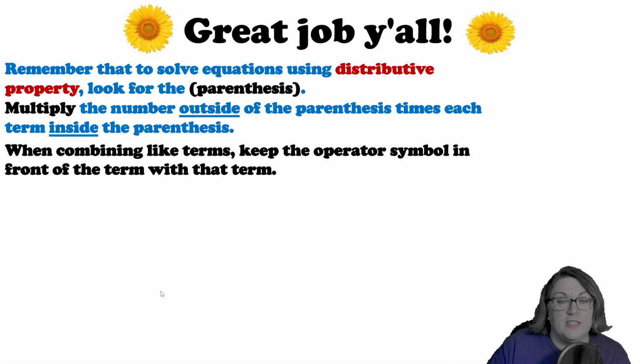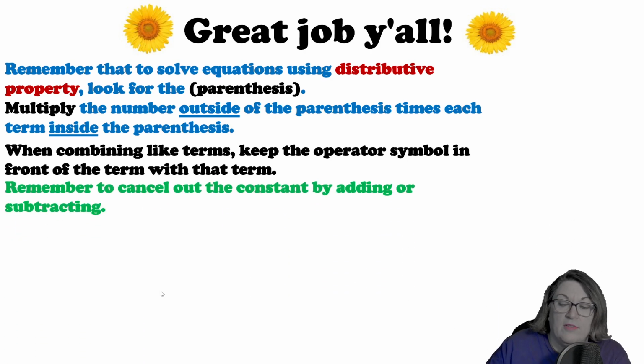So remember to solve equations using distributive property, look for the parentheses. Don't forget about that. Multiply the number outside of the parentheses each time to each term inside the parentheses. When combining like terms, keep the operator symbol in front of the term with that term. So when you're drawing your shapes around the different terms to combine them, just keep that operator that's in front of it with it. So if there's a minus in front of it, think of that as a negative.